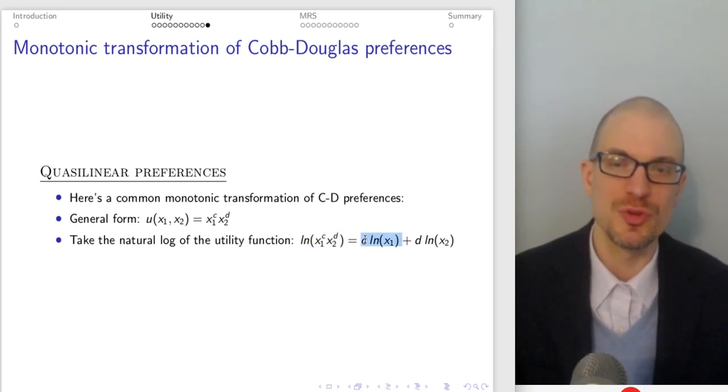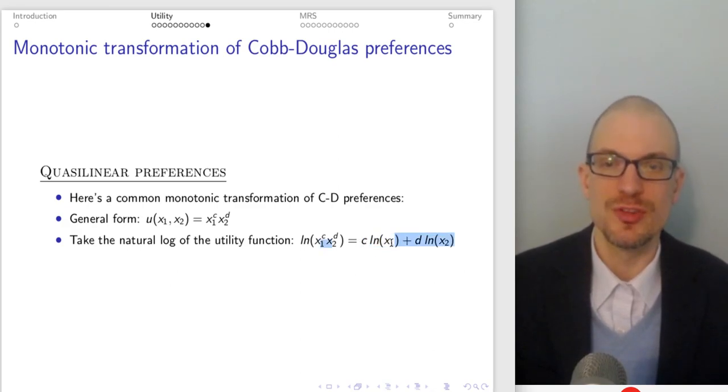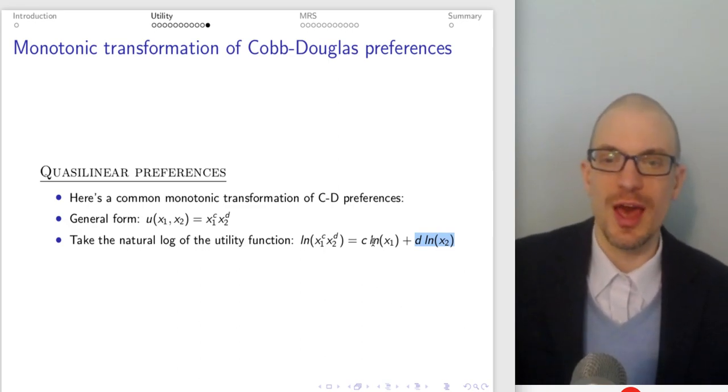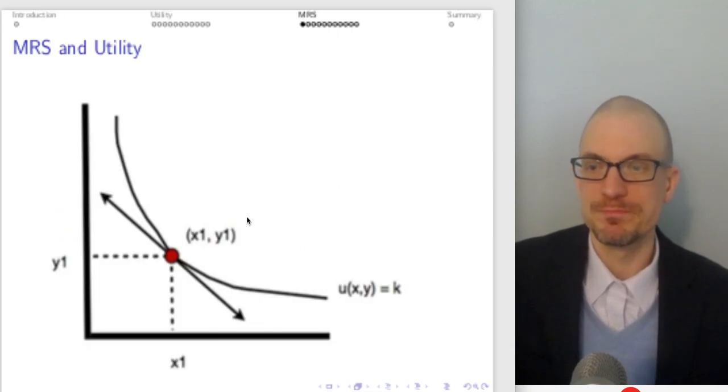The derivative, the partial with respect to x1, the derivative of ln of x is just 1 over x. So the marginal utility of good 1 is just c over x1. The marginal utility of good 2 is just c over x2. And then those ratios, it cleans up really nicely, one over the other. So that's getting ahead of ourselves, but this is the monotone transformation for a Cobb-Douglas utility.